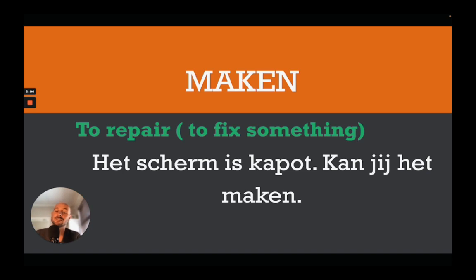And now we take a look at the third one. All right? Maken can also be to repair, to fix something. For instance, het scherm is kapot. Kan jij het maken? Bad English, the screen is broken. Can you make it? All right? Good English, the screen is broken. Can you repair it? All right? So in this case, maken can be translated as to repair. And that's also one of the differences between doen and maken. Doen will never mean repair.